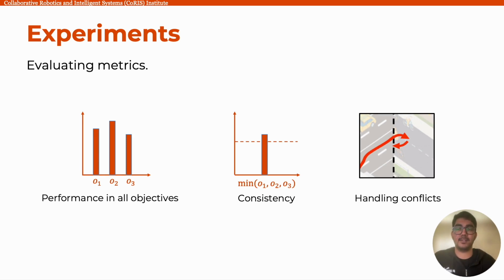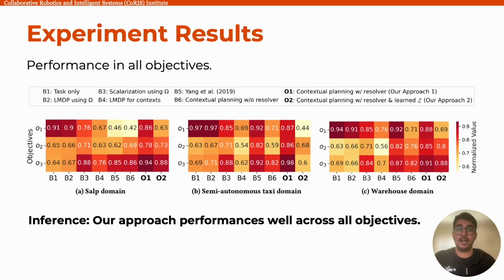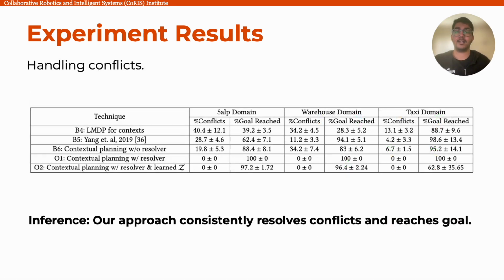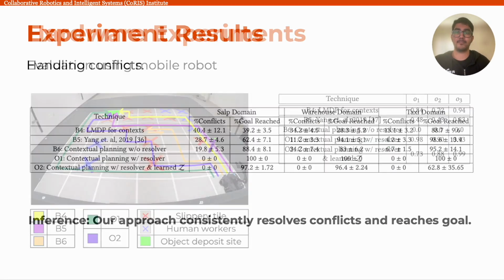For our experiments, we evaluate in terms of performance in all objectives, consistency, and how the approach handles conflicts. Our approach is able to perform well across all objectives, as can be seen from this heat map depiction, where a darker color indicates higher objective value. Our approach also shows consistency in performance, where the minimum performing objective value using our approach consistently outperforms all baselines. And our approach is also consistently able to resolve all conflicts and reaches the goal every time.